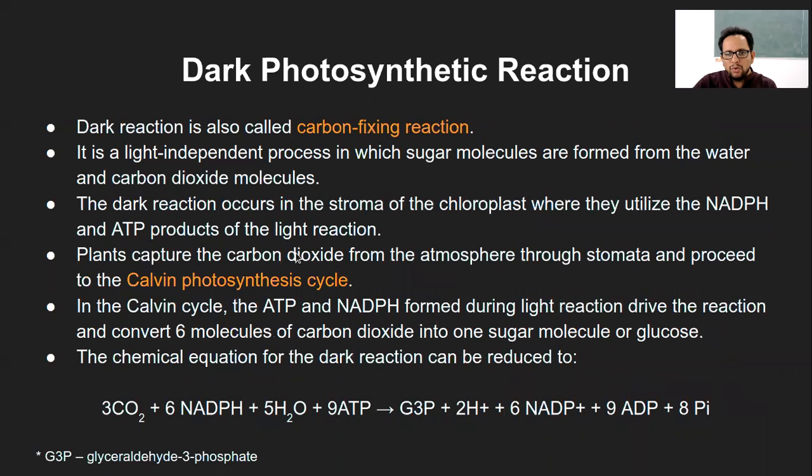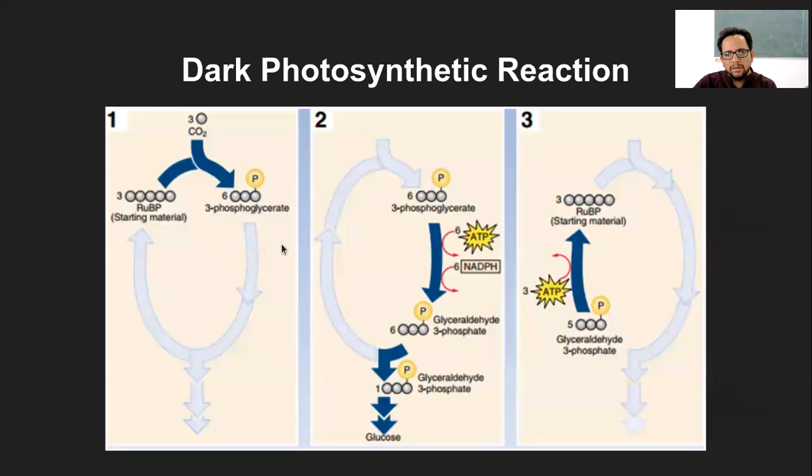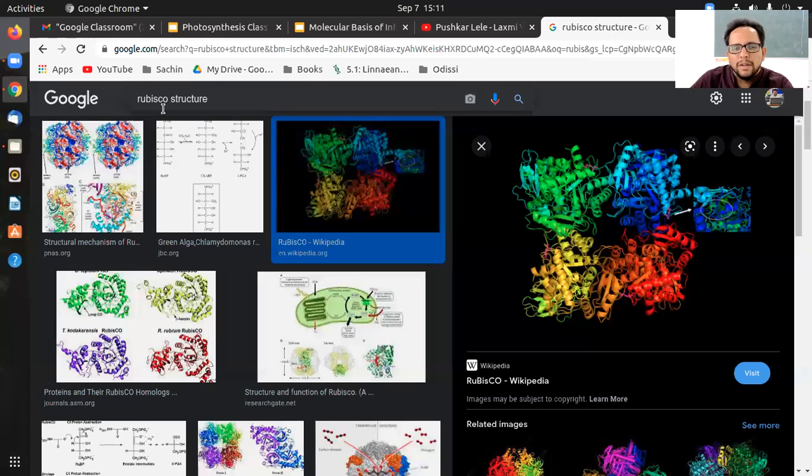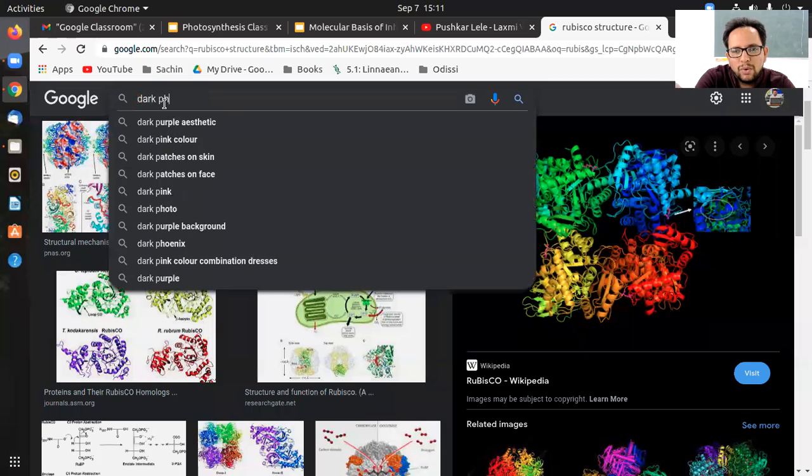So let me show you. Okay, this is not a so good diagram to explain. Let me use the other one. What was that? Dark photosynthetic... No, let me put up the Calvin cycle.